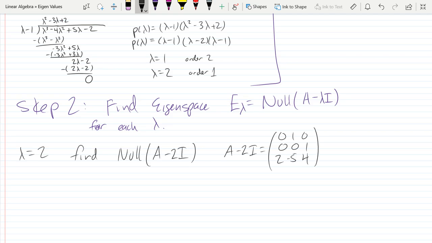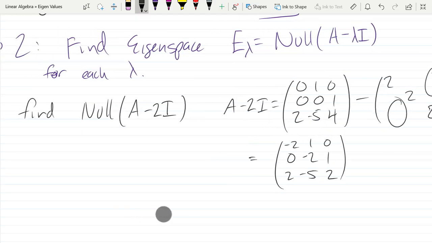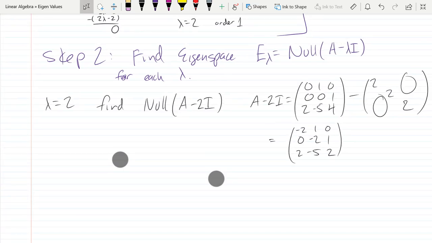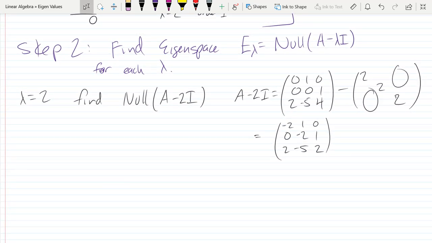All right, so let's compute A minus 2 I. So our A matrix is 0, 1, 0, 0, 0, 1, 2, negative 5, 4, minus 2 times the identity. So I'm going to be lazy and just write my identity like this with big zeros. So I have minus 2, 1, 0, 0, minus 2, 1, 2, negative 5, 2. Now I'm being a little bit cavalier about the way I'm writing this identity matrix, so you may need to write out a little more detail just to make sure you match up the corresponding coordinates as you go across. But you do enough of these problems and you'll be able to be a little bit lazy like this as well.